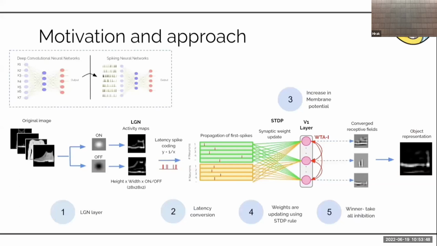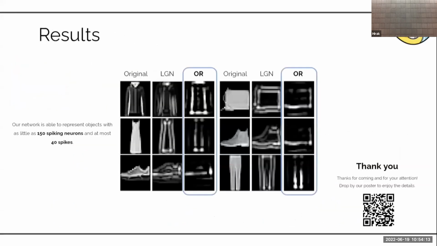Here we present a spiking neural network model that uses spike latency encoding and winner-take-all inhibition to efficiently represent stimuli from the Fashion MNIST dataset. We show that efficient object representation can be learned with a spike-timing-dependent plasticity rule that relies on sparsely encoding visual information among local neurons. Remarkably, our network is able to represent objects with as little as 150 spiking neurons and at most 40 spikes.